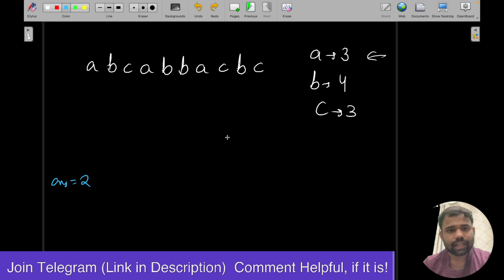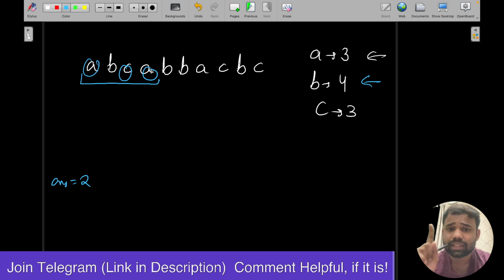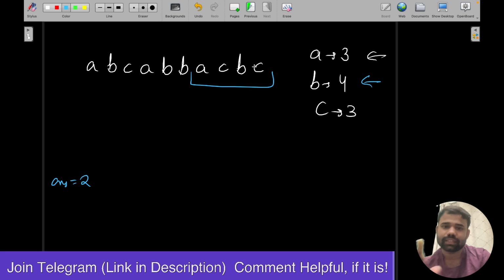Now let's check for B. So first this is the B. So if we want all the B's here, we want 3 swaps because there are 3 non-B elements. We need 3 swaps, right? Okay, still answer is 2 because we need the minimum. Here we just need 2. Here again 2. 2 swaps are required because 2 B's are already present. Here 2. Here again 2. Here 3. So still for B also the answer is 2 only.